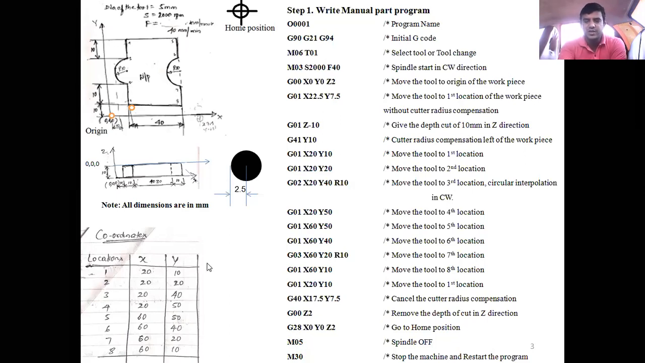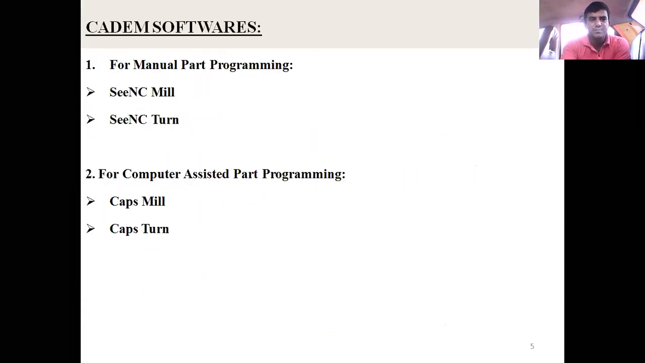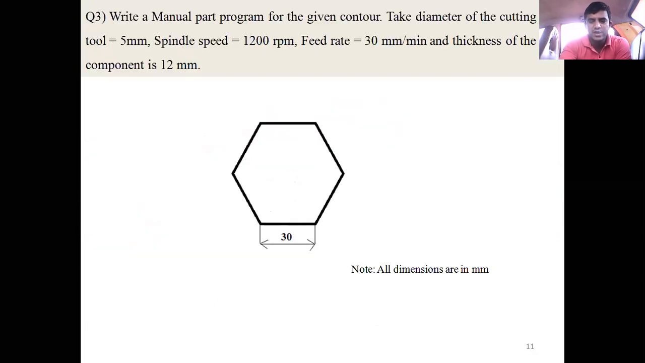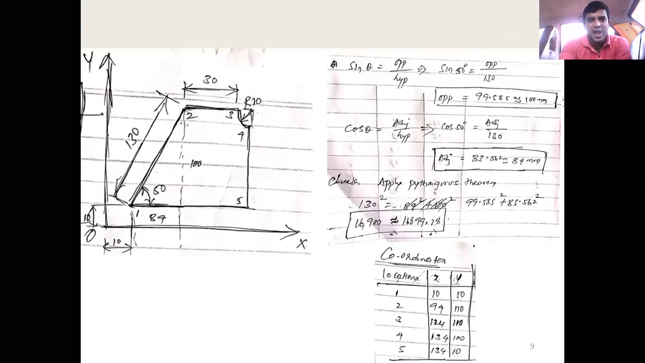Okay, this is what we already discussed. Write a manual part program for the following contour for program 1, and we also discussed the software, and the second program we have also written, right? This is another contour. In the second contour you can see the angle is given. For the angle we use a trigonometric relation by taking sine theta and cos theta, right? Then you can determine the adjacent side and opposite side, and then determine the coordinates for each location.